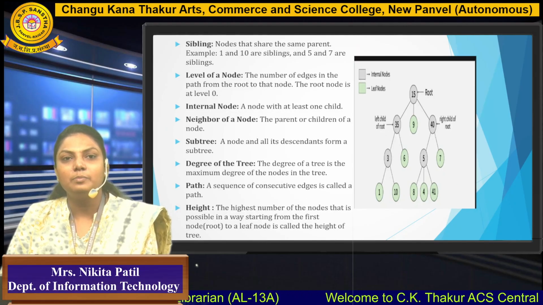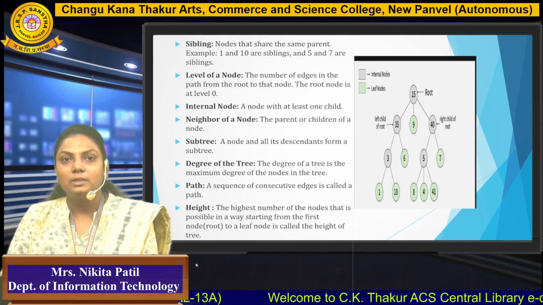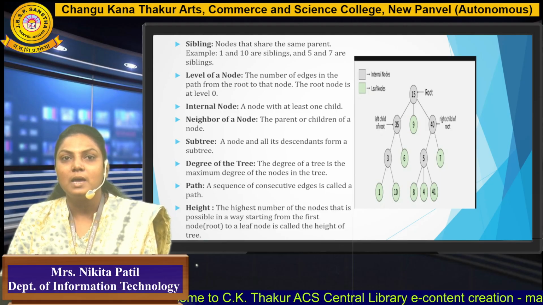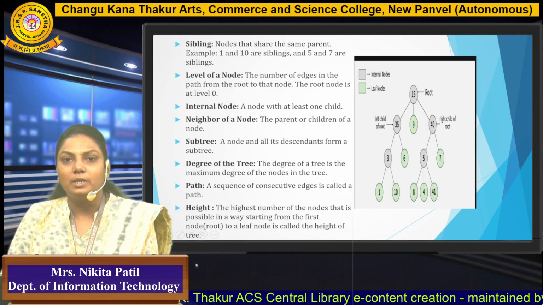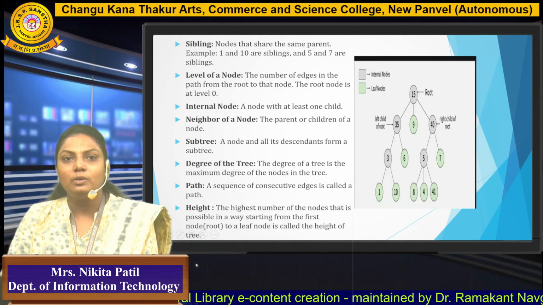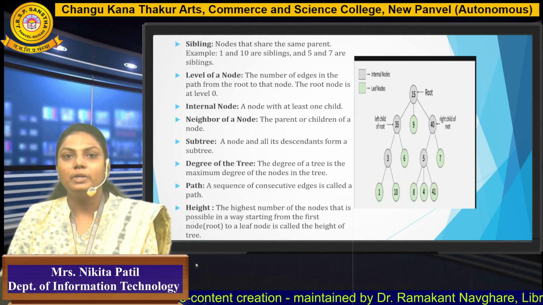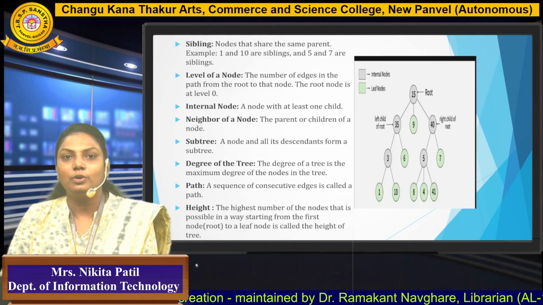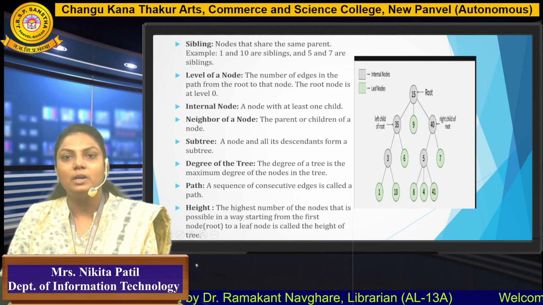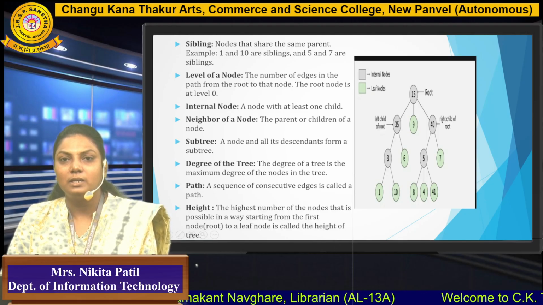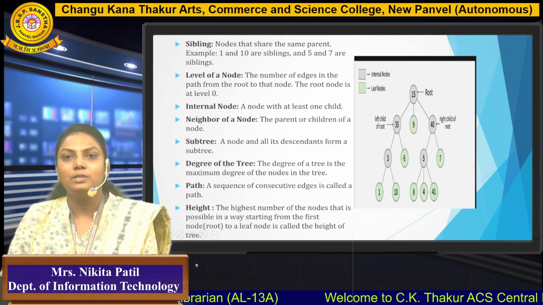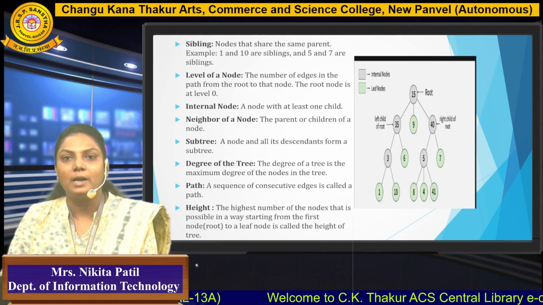Now the next terminology is sibling: nodes that share the same parent. For example, 1 and 10 are siblings, and 5 and 7 are siblings, because they are derived from the same node. Now the level of a node is the number of edges in the path from the root to that node, and the root node is at level 0. So 15 is our root node, which is present at level 0. Now 35, 9 and 40 are our next nodes, which are at level number 1, and so on.